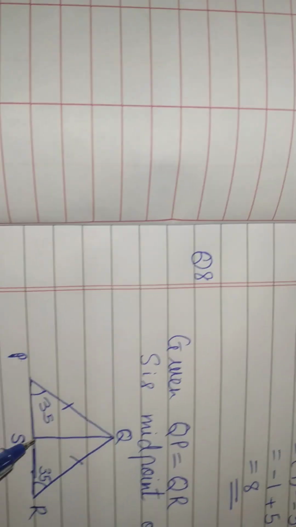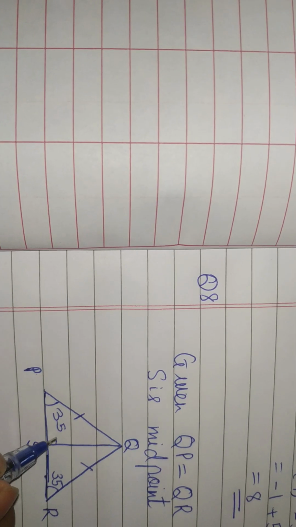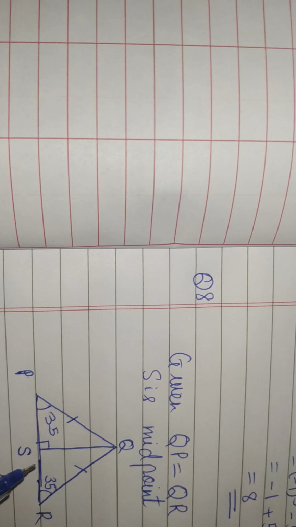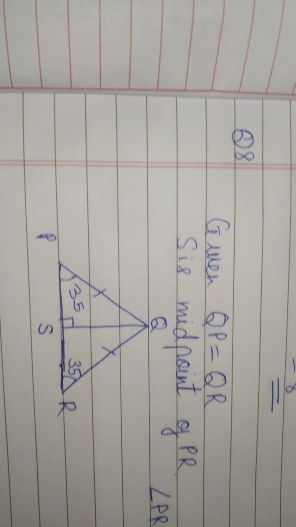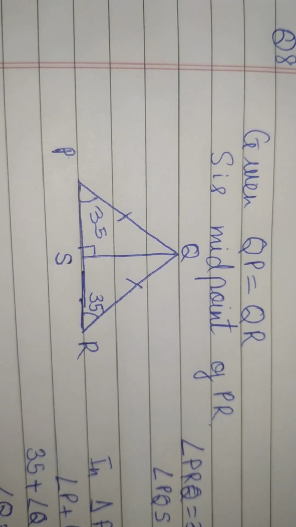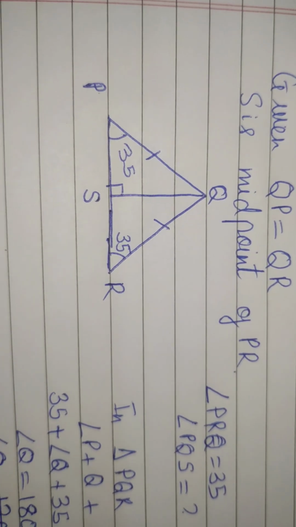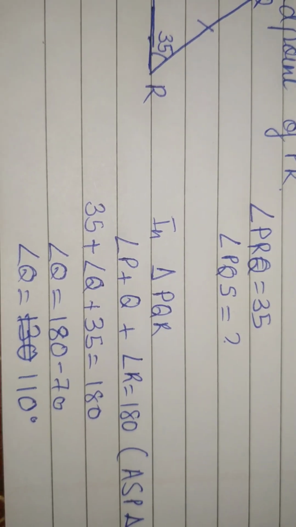Here the angle will be 90. And what we need to find, this is an isosceles triangle. So what we need to find is angle PQS.